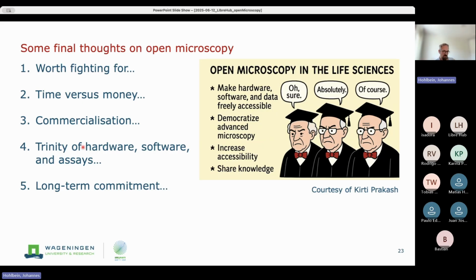As pointed out several times during my presentation, I think hardware, software, and assays need to go hand in hand, especially for complicated things like single molecule localization microscopy. Without having assays, hardware, and software available at the same time, it's not of much use. And for open microscopy, I think it is best done if there is long-term commitment, either in time or in development, because many projects are spun out quickly, but it's a lot more difficult to really keep them alive.